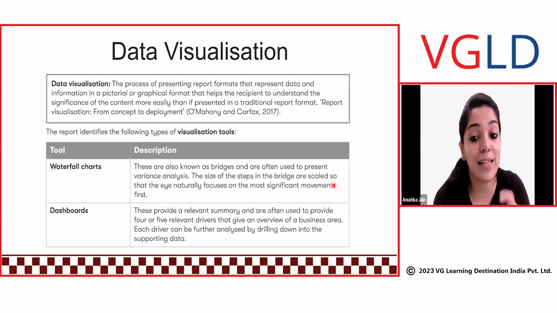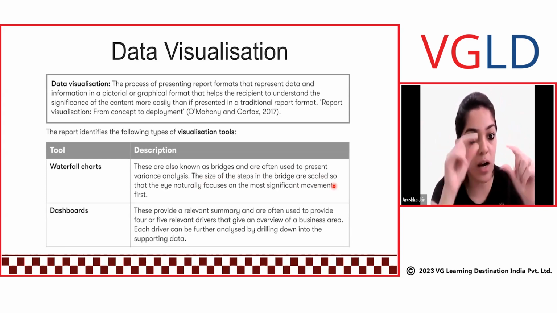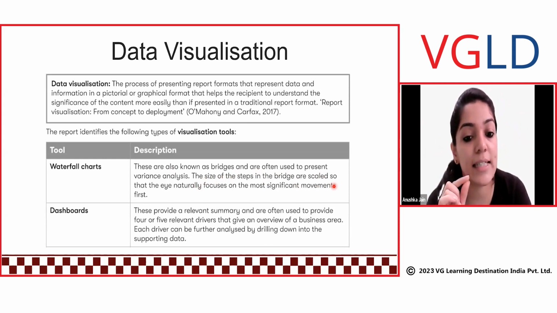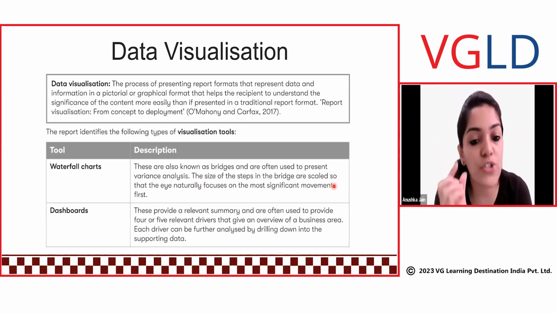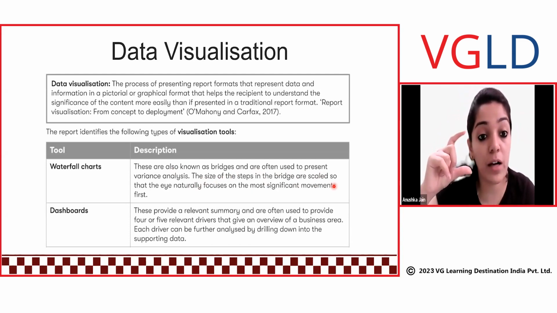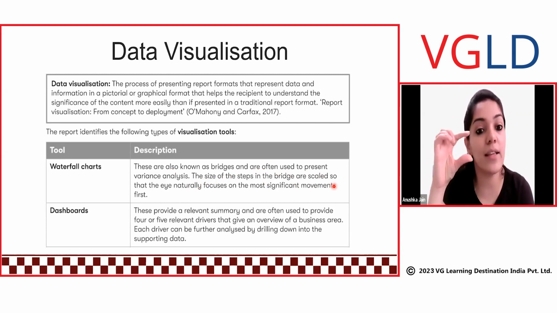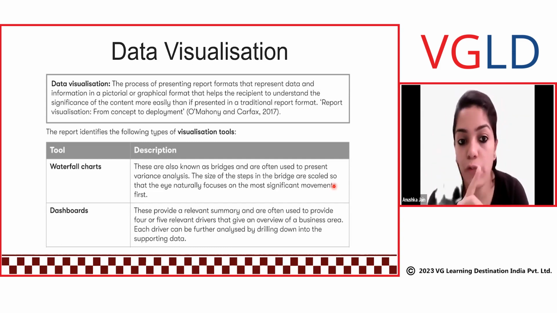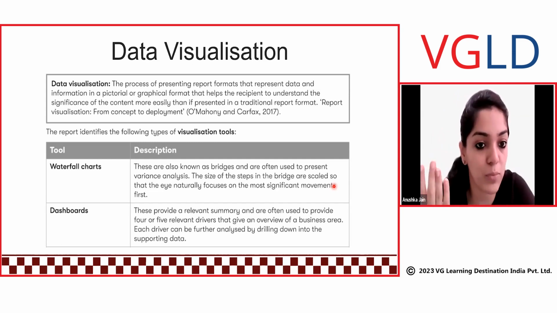The size of the steps. Now you understand what the size of the steps mean, those small layers I was showing you, up and down, up and down. The size of the steps in the bridge are scaled so that the eye naturally focuses on the most significant movement first. So the highest movement had come from increase in the number of units which are being sold. So that was denoted in the size of that bar. Correct? So that is what waterfall charts are about. Keep that visual in mind and then read it. It becomes so much easier.